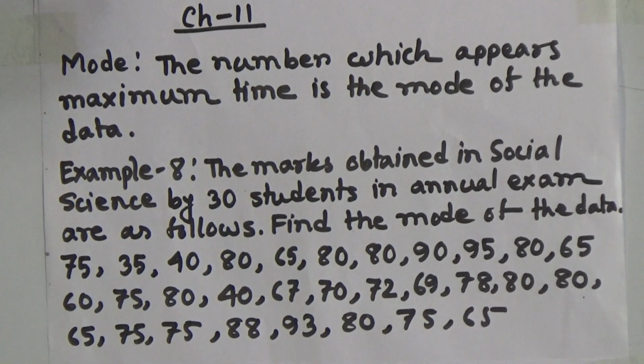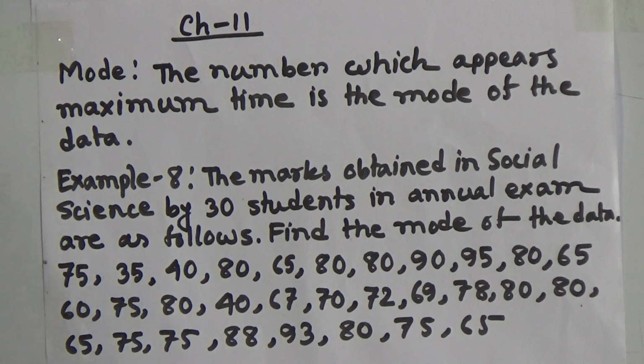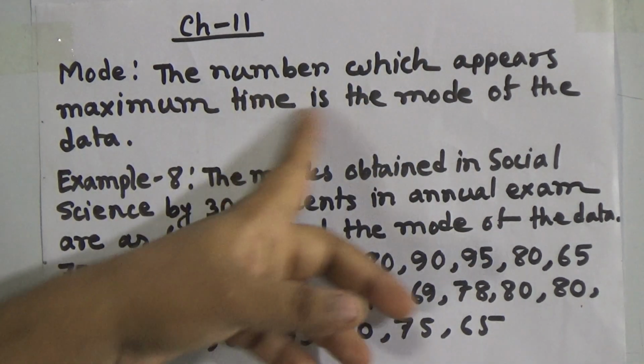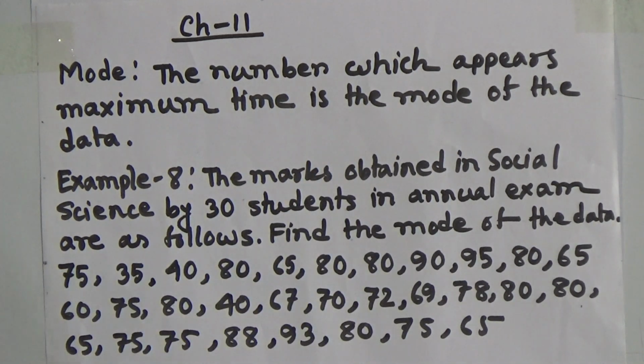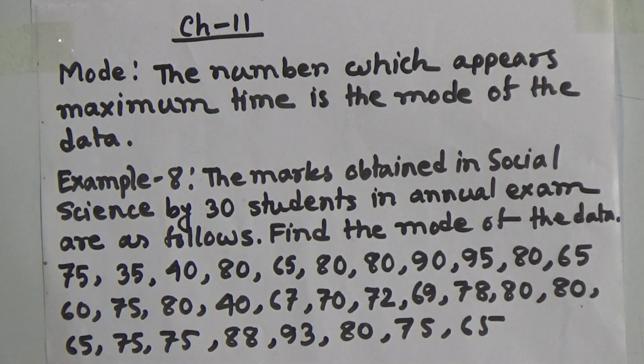Before starting to find out mode, at first we know the definition of mode. What is the definition of mode? The definition of mode is: the number which appears maximum times is the mode of the data. I repeat, the number which appears maximum times is the mode of the data.